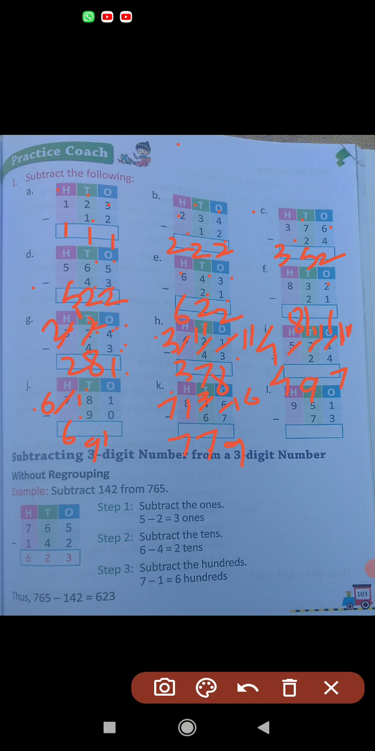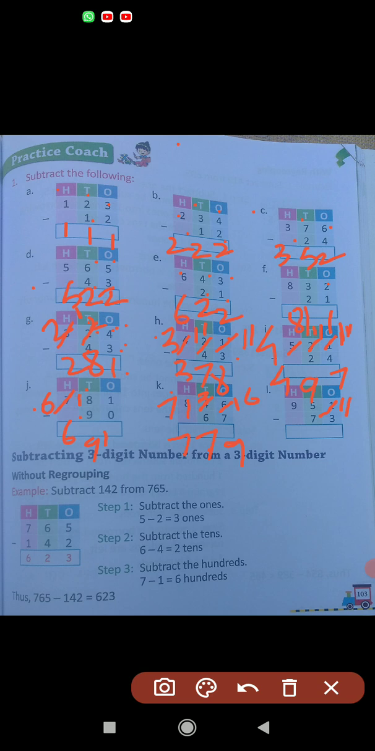The last question. L, 951 minus 73. So subtract the ones place number. 1 minus 3. 3 is greater than 1 and 1 is smaller than 3. So again, we take 1 borrow from 10 place number. This 1 converted into 11.